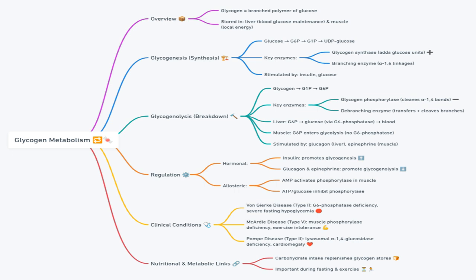Glycogenolysis begins with the splitting of glucose molecules from the branched glycogen molecules by phosphorylation to form glucose 1 phosphate in the presence of glycogen phosphorylase. And glucose 1 phosphate, like I said, is converted to glucose 6 phosphate and finally to glucose. So that's it for glycogen metabolism.